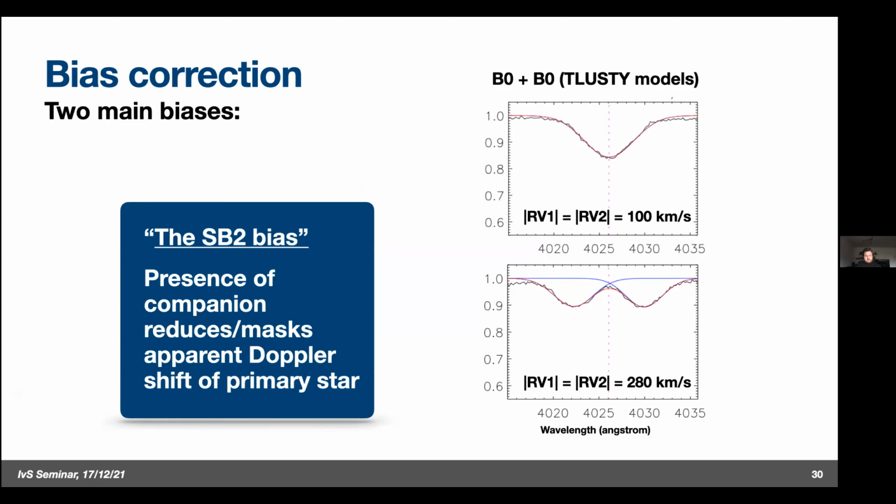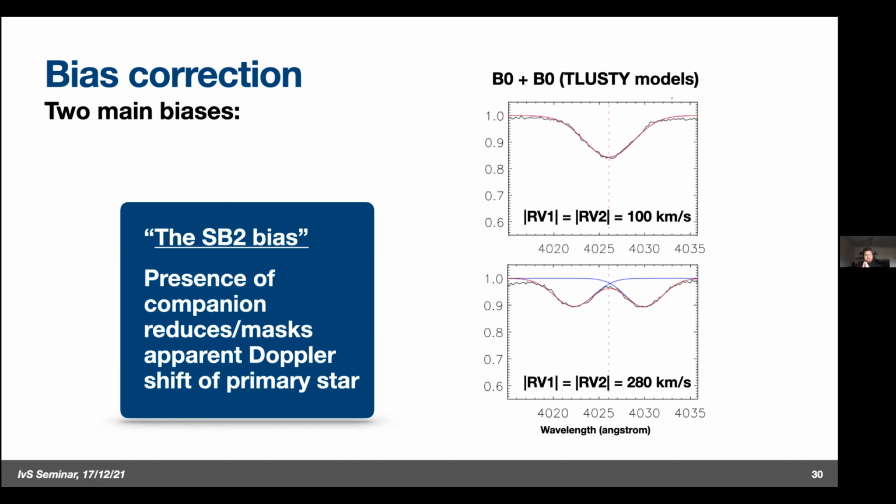And the second one we want to account for is what we call the SB2 bias. This is particularly due to the relatively low resolution of our spectra. I'll just walk you through what we have on the right here. We have two simulated spectra. The top ones are both B0 plus B0 systems, so it's an equal mass binary system. And at the top, they're separated by a radial velocity of 100 kilometers per second.